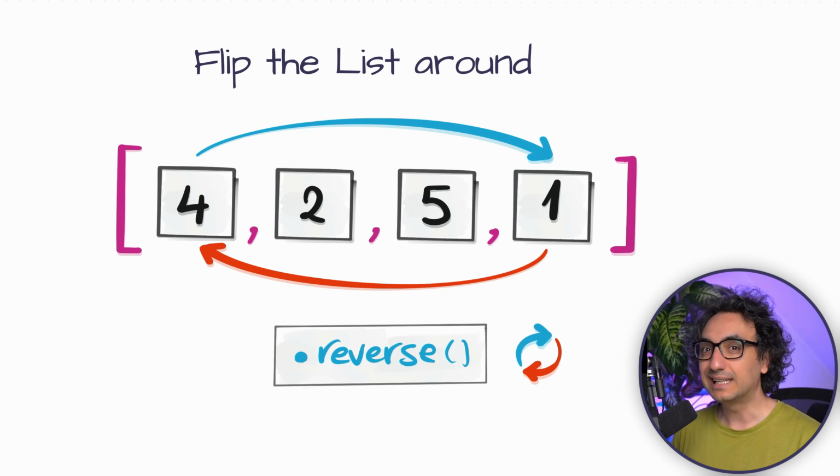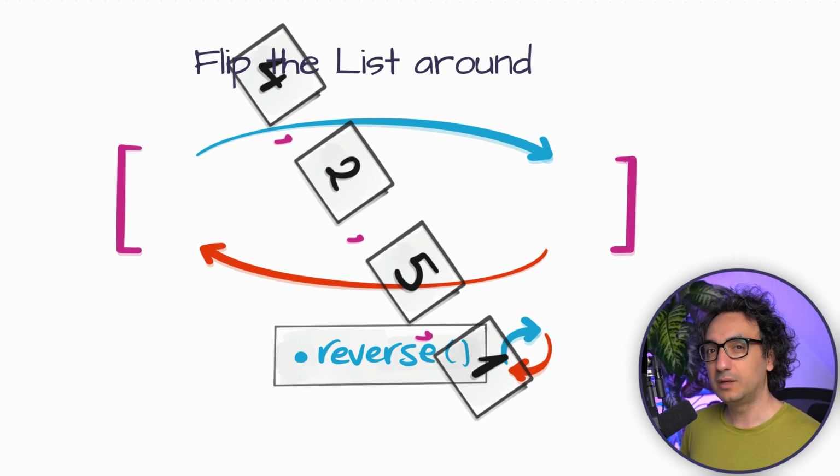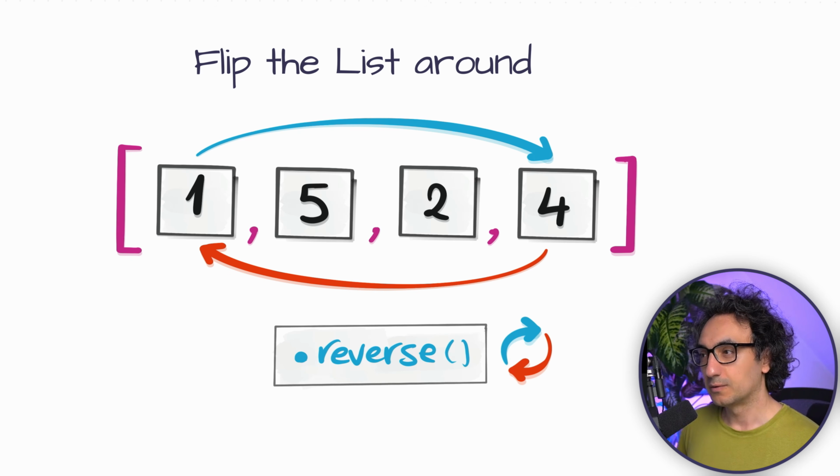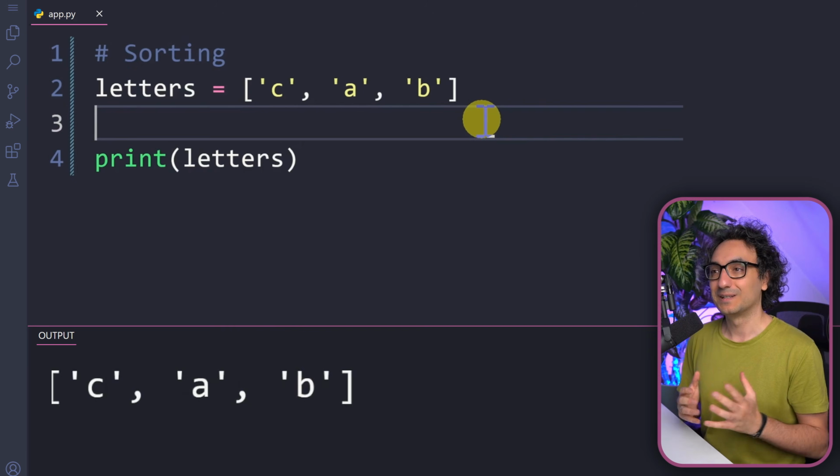Now we have a dedicated method called reverse. If you use it, it's gonna flip everything around. So the first becomes last, the last becomes first. So actually there is no sorting logic involved. You are just reversing the list. Okay, so let's try it out.